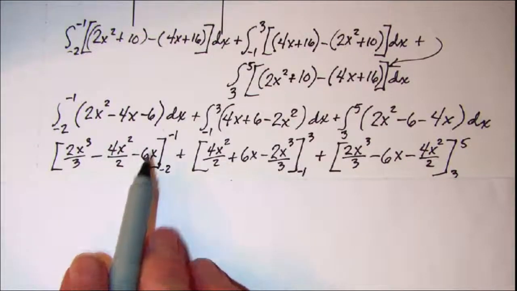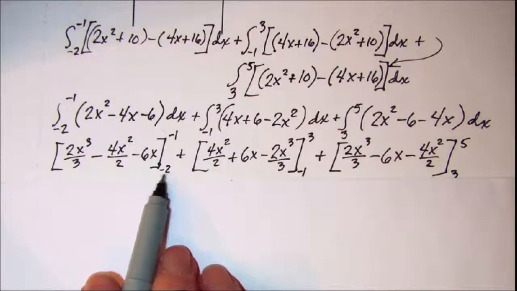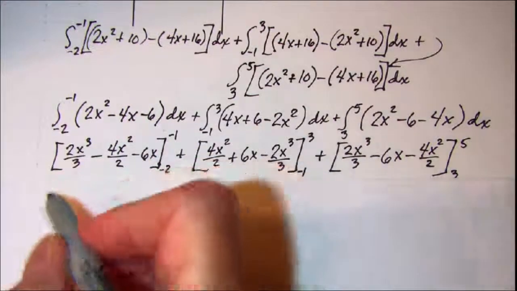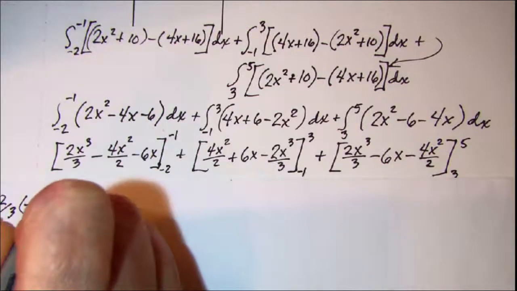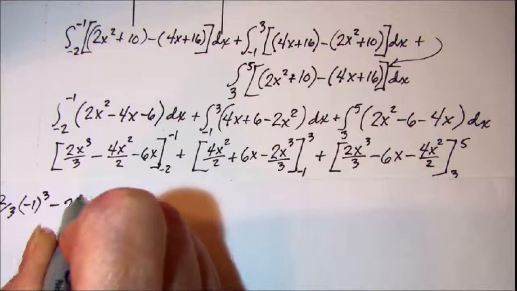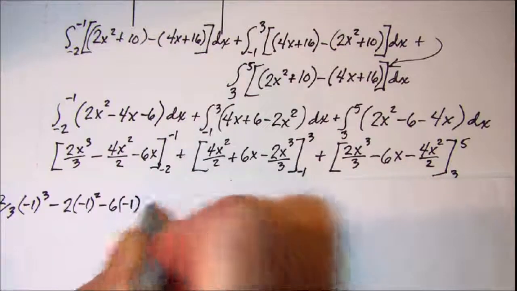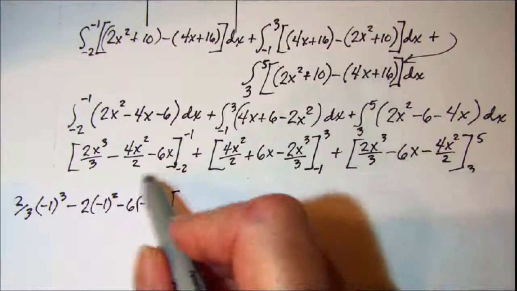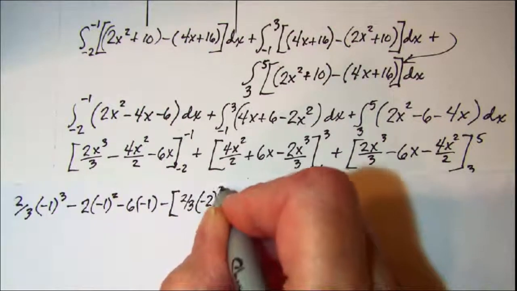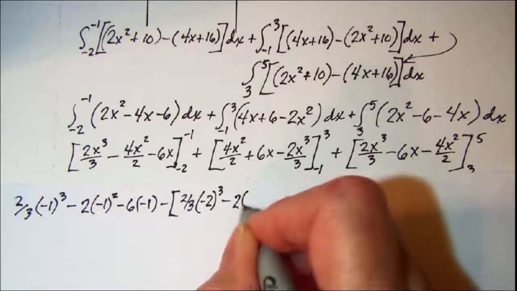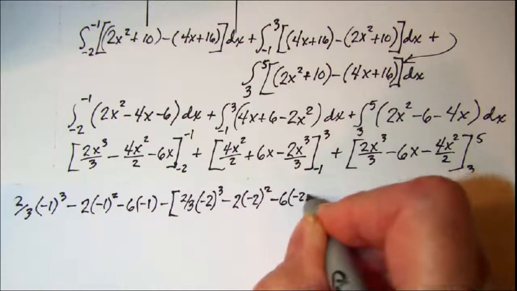So for this first part, we're going to sub in a negative 1 first, and then subtract from that what we get when we sub in negative 2. So we have 2/3 negative 1 cubed minus 2 times negative 1 squared minus 6 times negative 1, subtract, and then 2/3 times negative 2 cubed minus 2 times negative 2 squared minus 6 times negative 2.